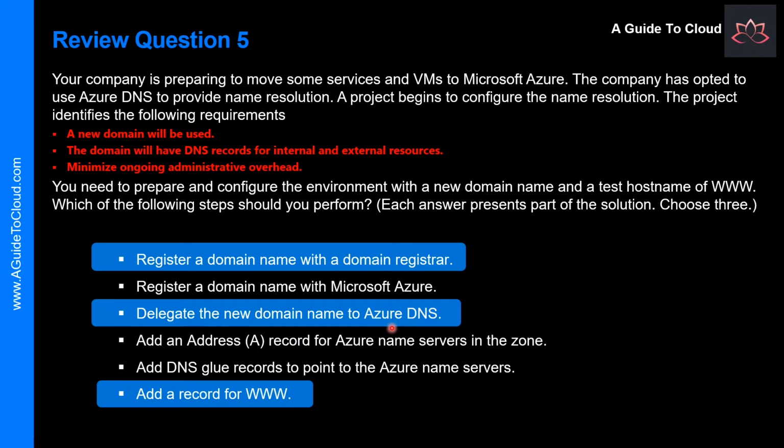So for private domain names, you must register with a registrar because Azure isn't a registrar. Thereafter, you need to delegate the new domain name to Azure DNS, which enables Azure DNS to be the authority for the domain. After delegation, you should add a test host of www and test name resolution.